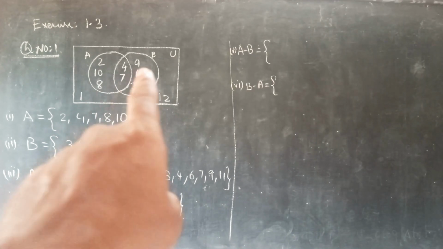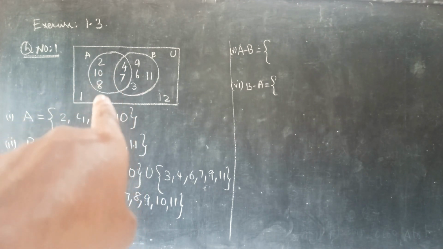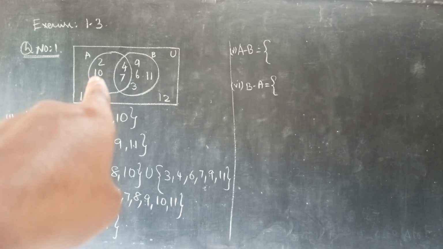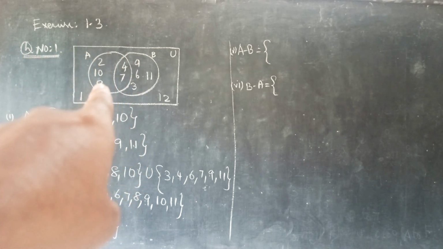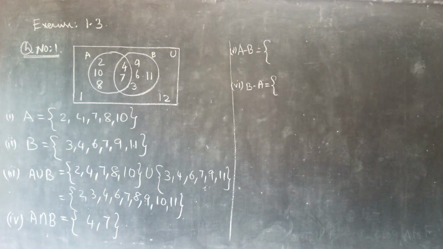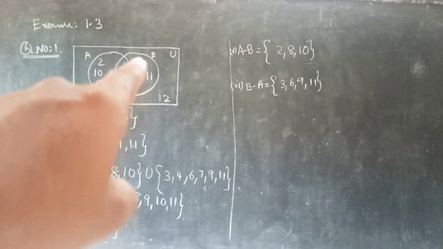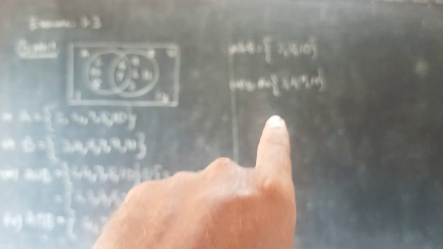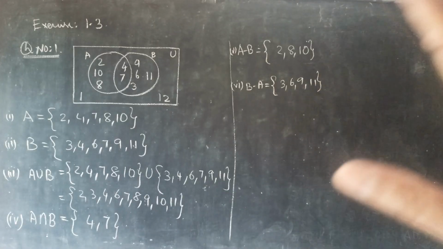Next. In A minus B, we just write 2, 10 and 8. Only these three numbers. This part which is not in common is the A minus B part. So the elements will be 2, 8 and 10. Only 3 elements. The elements of B minus A are 3, 6, 9, 11. So as you can see, the elements are written 3, 6, 9, 11.